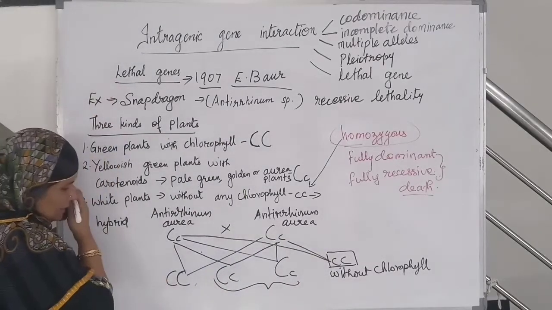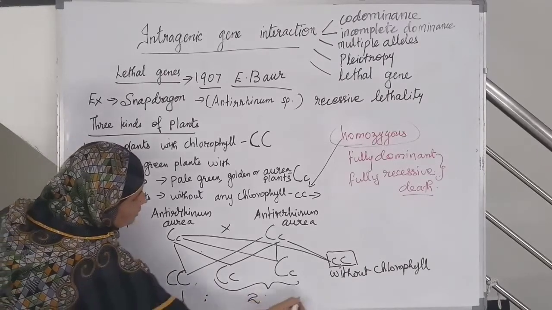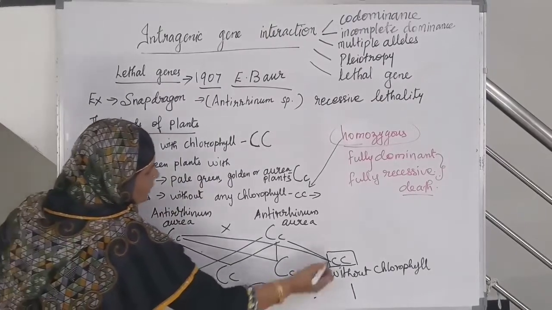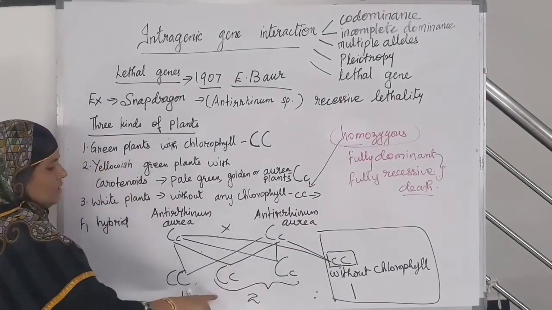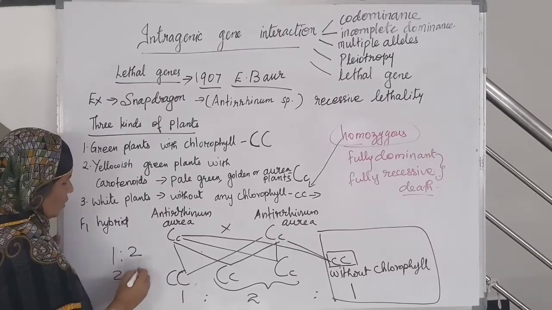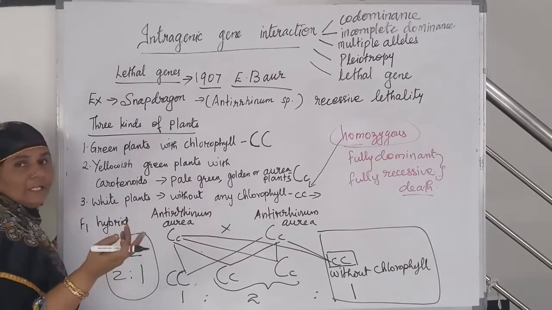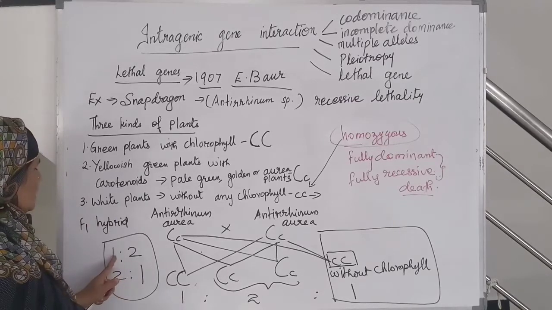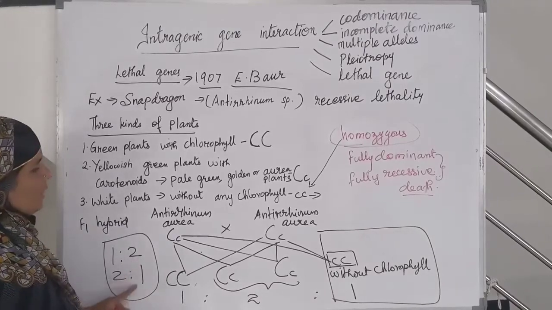If you see the ratio 1:2:1, this plant will die. So the ratio will be changed to 1:2 or 2:1. This is very important for the lethal gene. It may be asked in the examination also. For the lethal gene, what is the ratio? That is 1:2 or 2:1. Very important point this one.